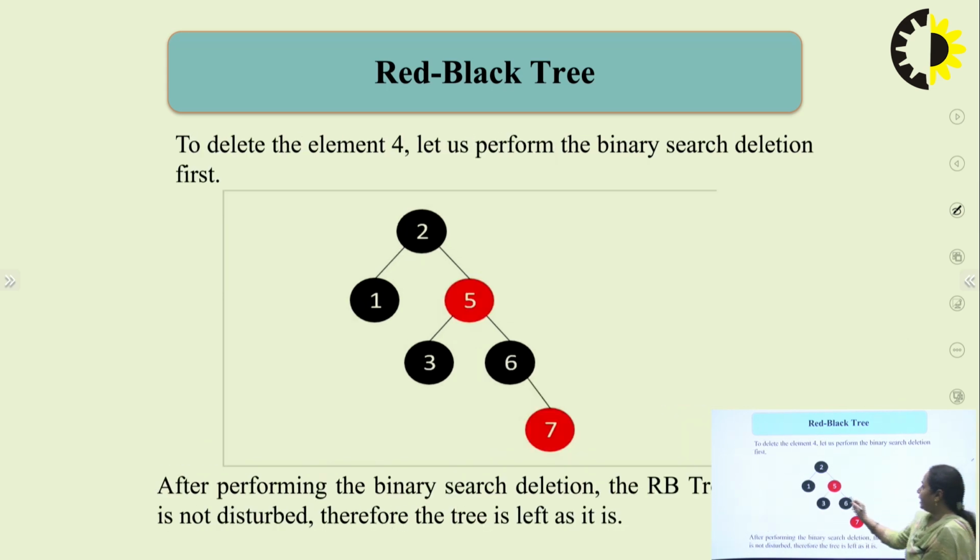Okay? Next, when this 6 will replace this 5, now we have to delete this 6. Now this 6 is having only one child, that is 7. So in that particular case, what will it do? 7 will replace this 6. So 7 will come at its place. And finally delete 7. So your tree will look like this.